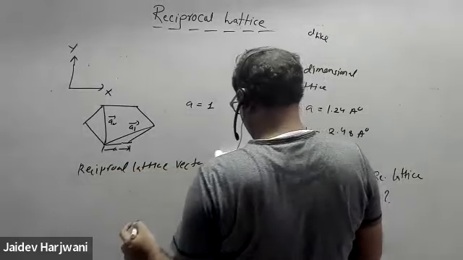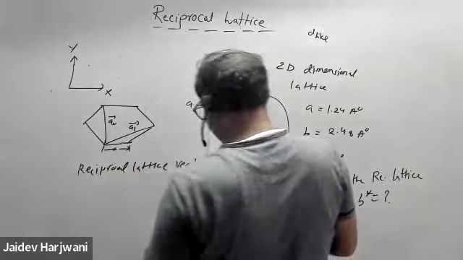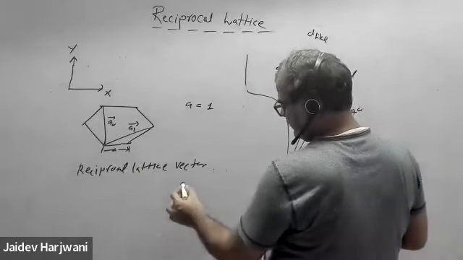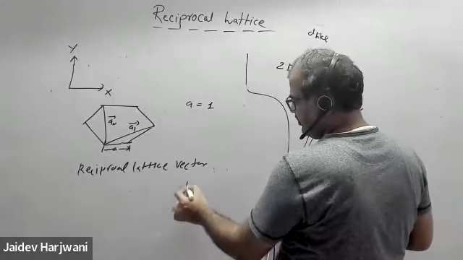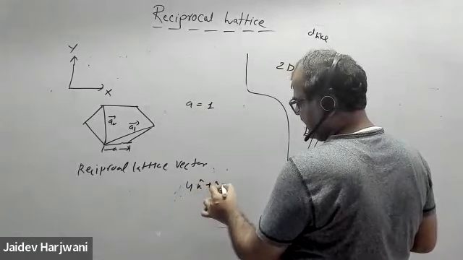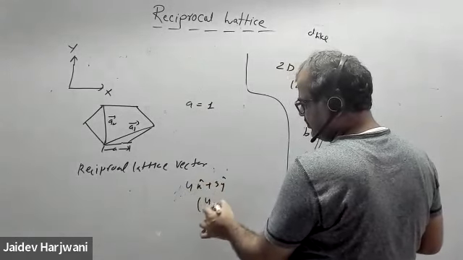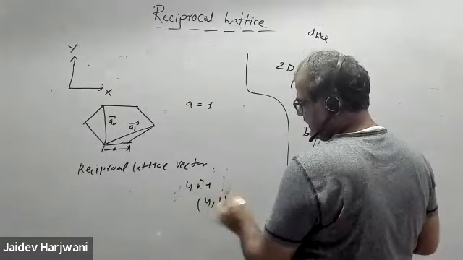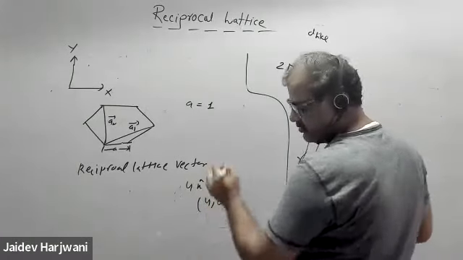Suppose the answer is coming as 4x cap plus 3y cap, you can write it as (4, 3), or if it comes as 4x cap, you can write (4, 0). Give me the answer in this form.